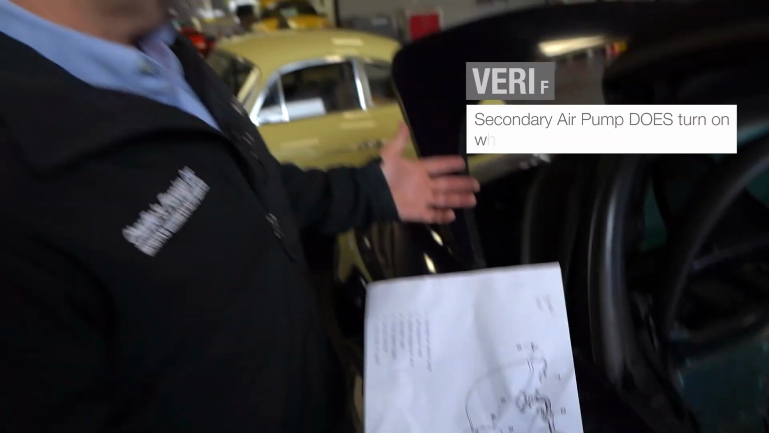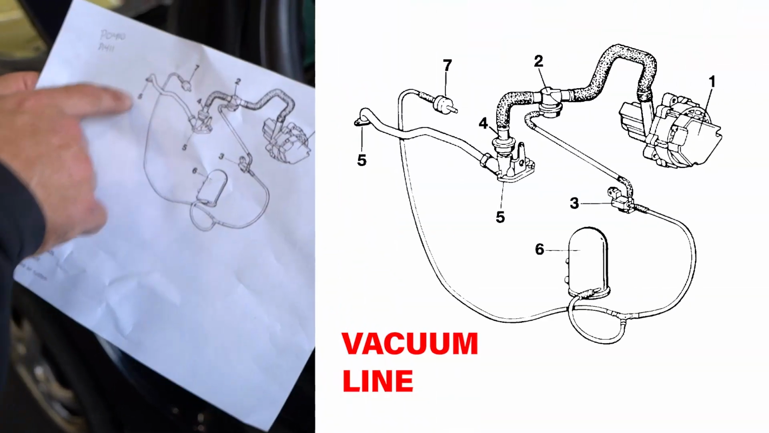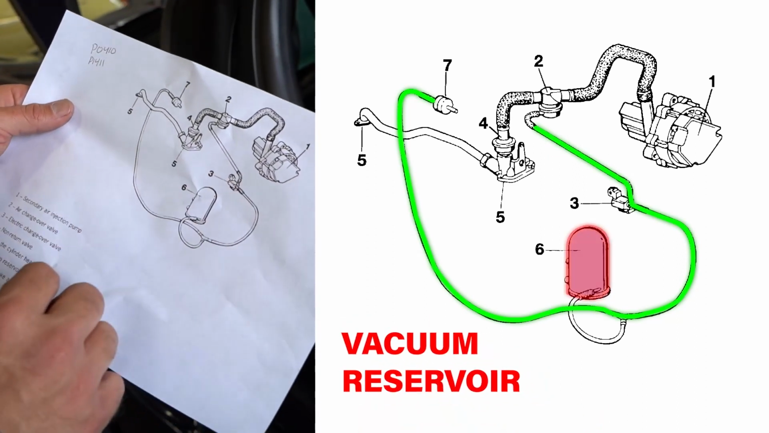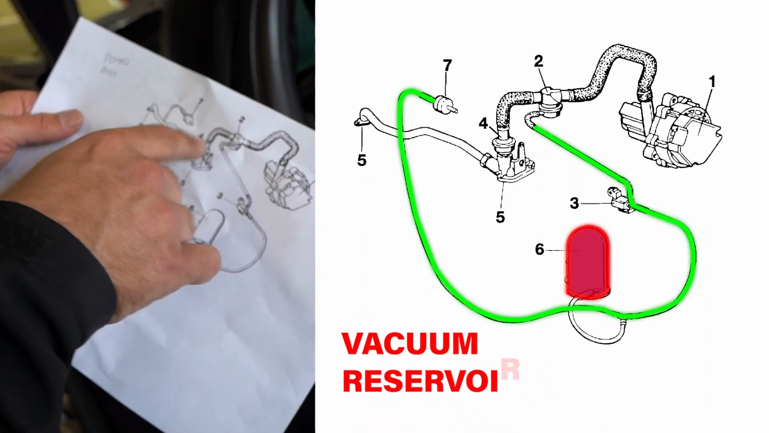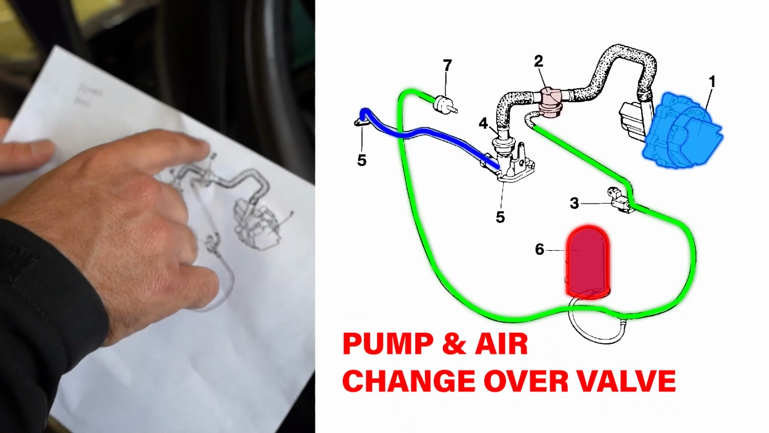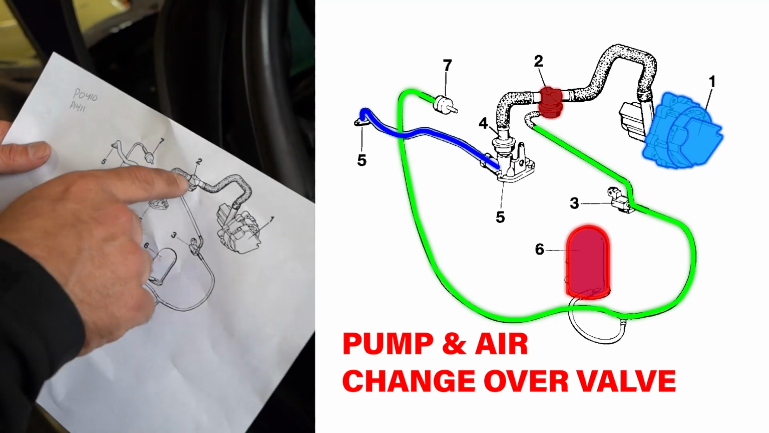The first thing that we already verified is that the secondary air pump turns on when you start the car and the car's cold. And we have a vacuum line here, a vacuum reservoir here. We have a distribution valve that goes to the cylinder heads. We have a pump, and then also an air changeover valve, which is right here.